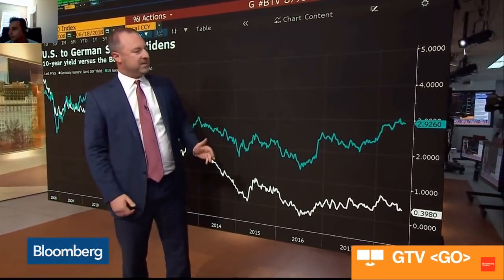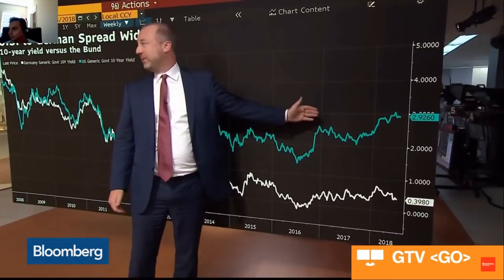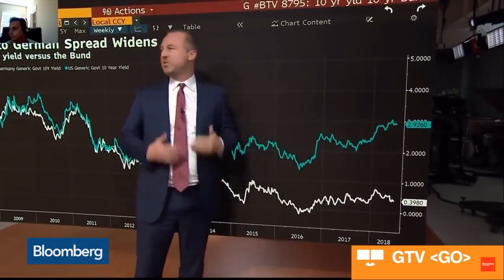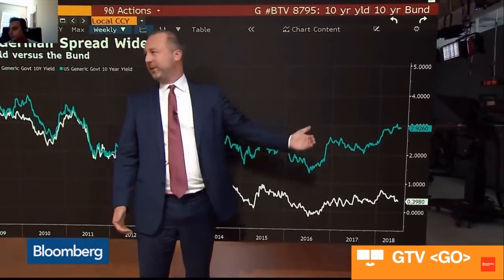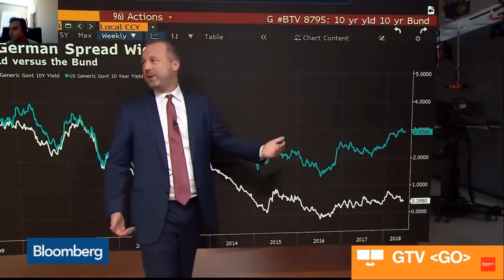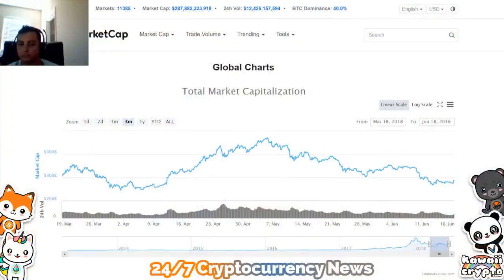And what that means is that interest rates are more attractive in the United States than they are in Europe. So where's capital going to go? Capital is going to flow into the U.S. And if capital is flowing into the U.S., that's good for the dollar. Very, very interesting.